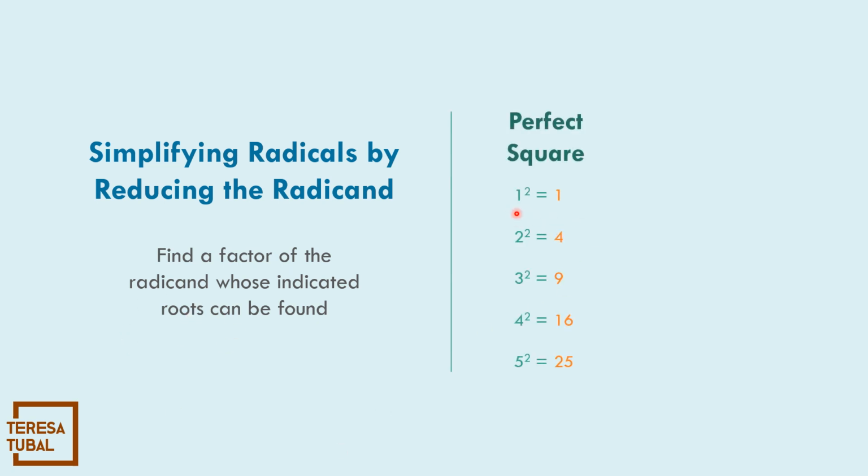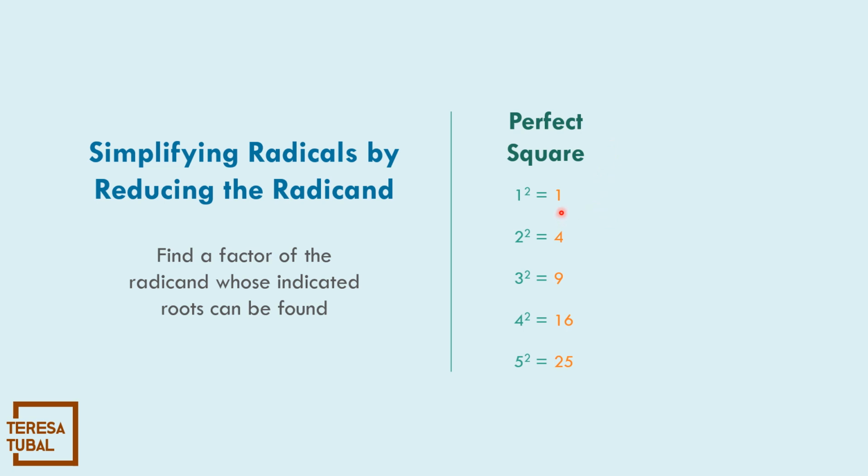So 1 square, or 1 times 1, that is 1. 2 square, that is 2 times 2, that is equal to 4. 3 square, that is 3 times 3, that is equal to 9. 4 square, 4 times 4, the answer is 16. 5 square, that is 5 times 5, that is equal to 25. 1, 4, 9, 16, and 25 are perfect squares.